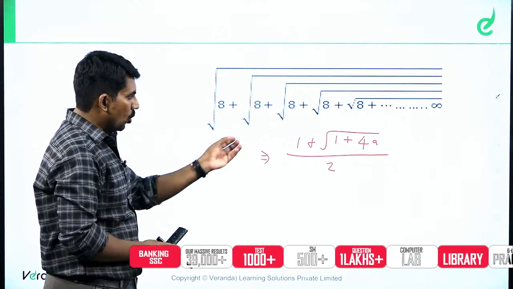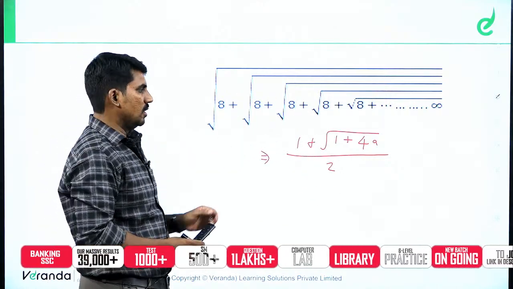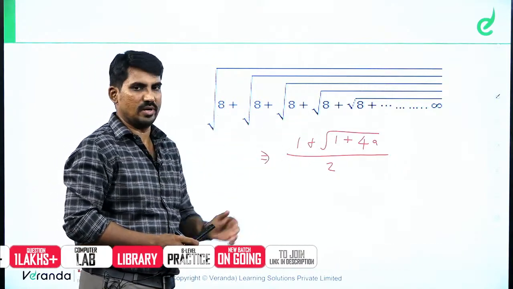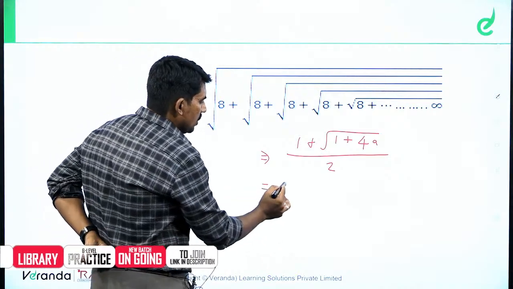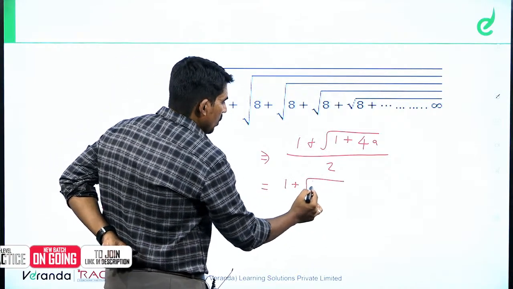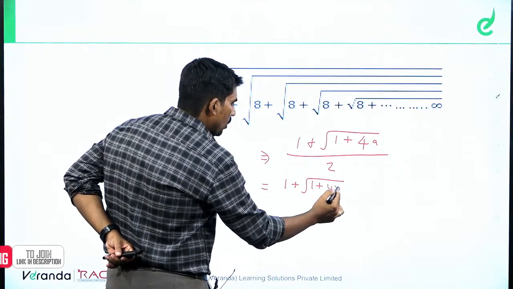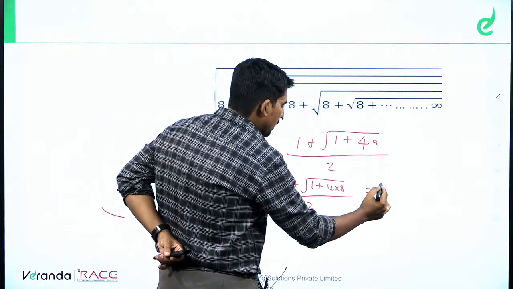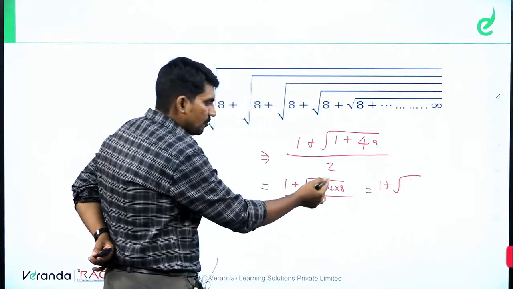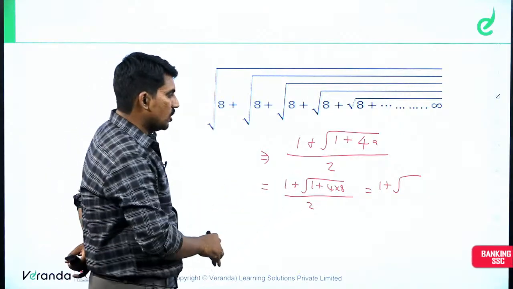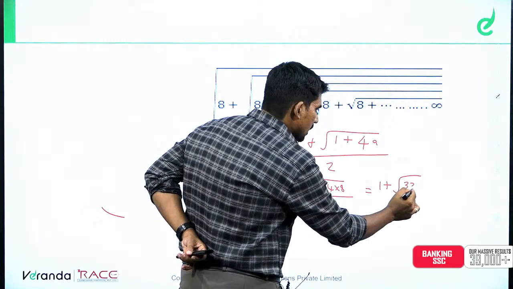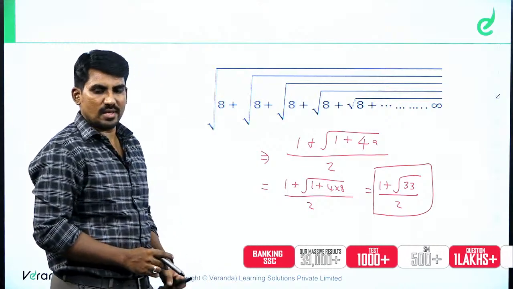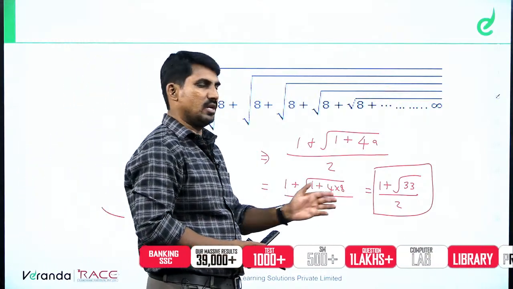(1 plus root of 1 plus 4a) divided by 2. That's all. Here a is nothing but the repeated value inside, the 8. Now we solve the question. 1 plus root of 1 plus 4 into 8, divided by 2. What value are we getting? 4 into 8 is 32. 32 plus 1 is 33. So (1 plus root of 33) divided by 2. That's the answer.